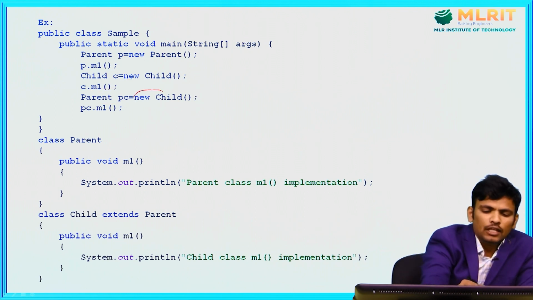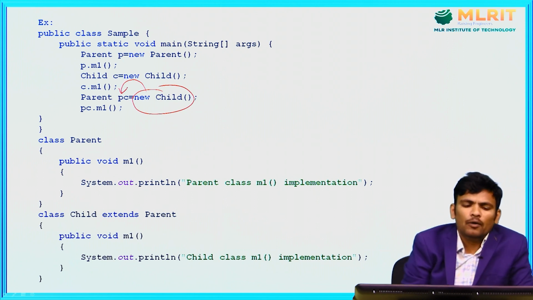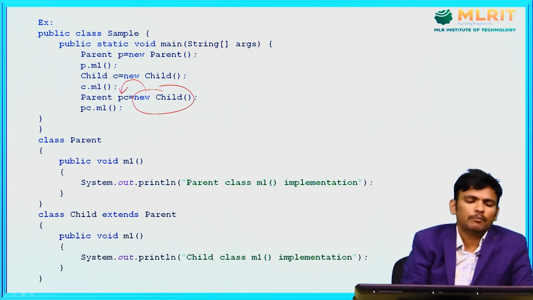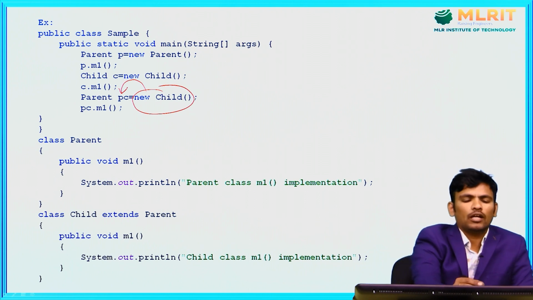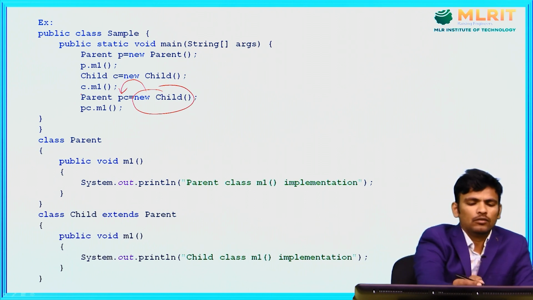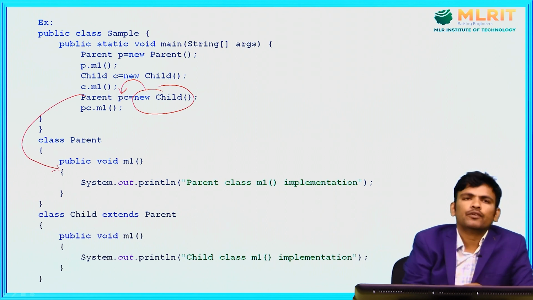So this is the child class object, and we are going to assign it to the parent class reference. Now in this case, what will happen? During compilation, the compiler takes care of the method resolution. So during compilation, it will point toward the parent class M1 method.